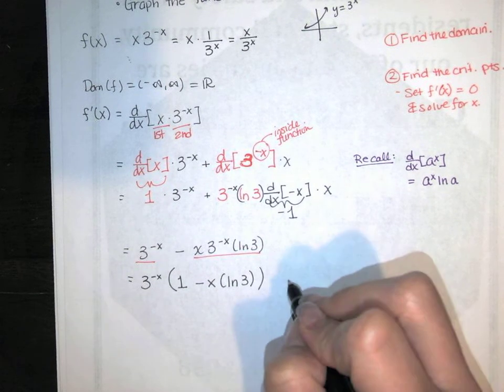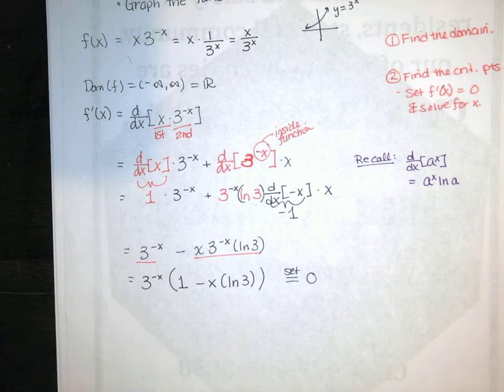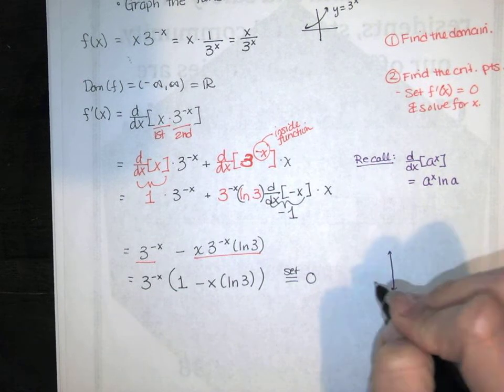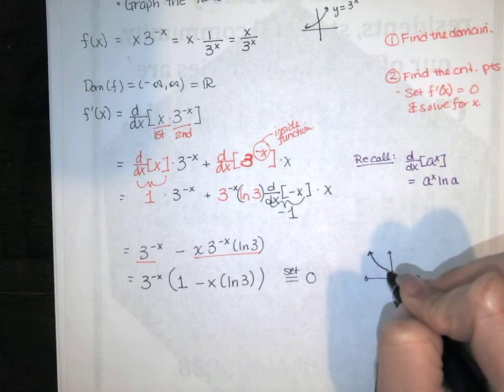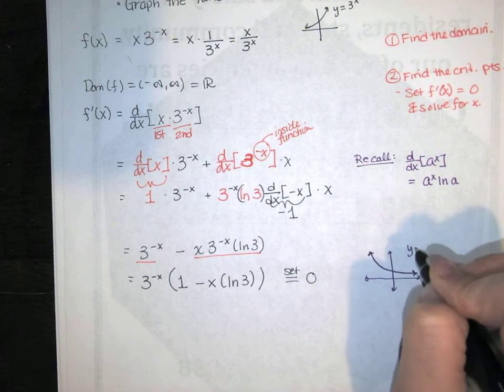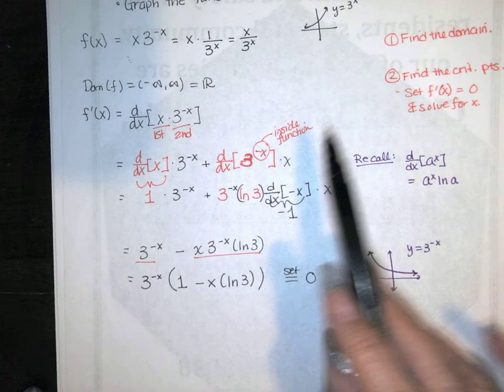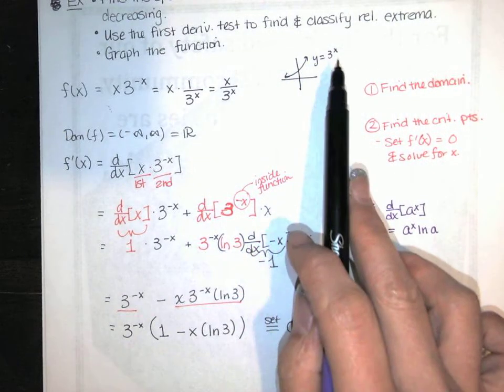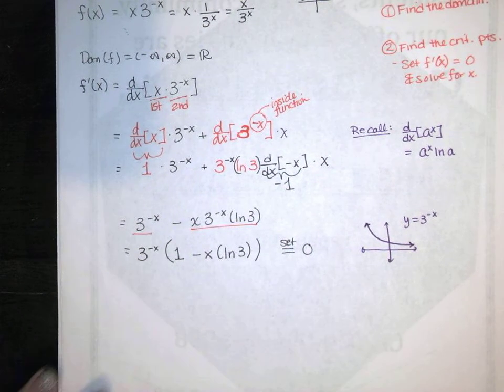It's been factored, and we're setting f prime equal to 0 and solving for x. Now, this exponential is never 0. You might not remember this from pre-calculus, but 3 to the negative x is actually a decreasing exponential function. It looks like this. If it was just 3 to the positive x, it goes this way. If you replace x with negative x, it's a reflection across the y-axis, decreases instead.